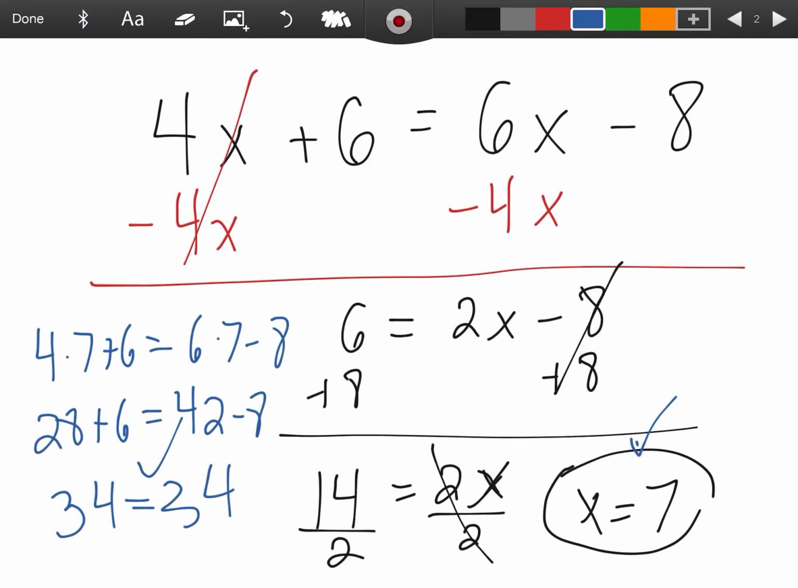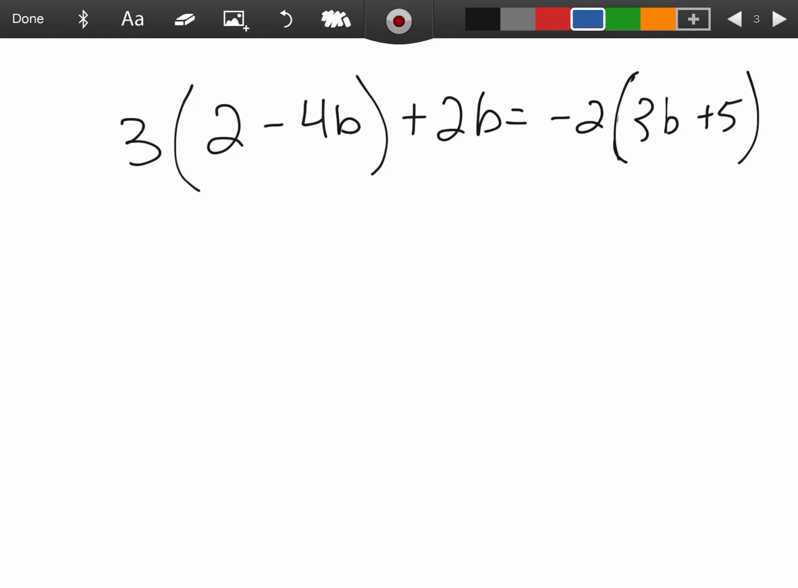Beautiful. All right, let's move on to another example that looks more challenging. However, the same exact steps here. So now we just have a couple of times where we need to distribute. So I'm just going to start by distributing and then combining like terms on each side.